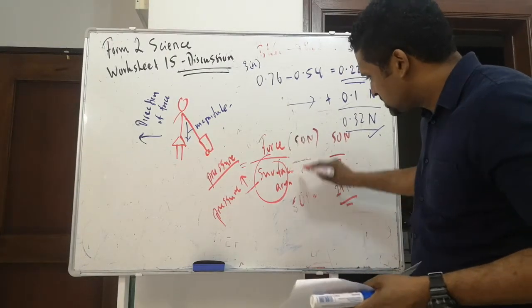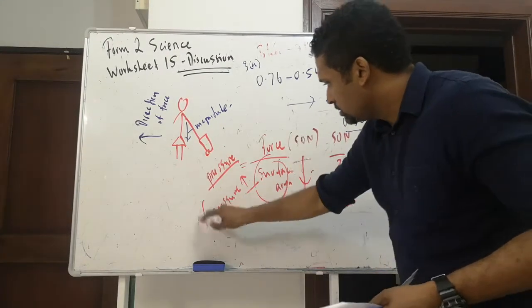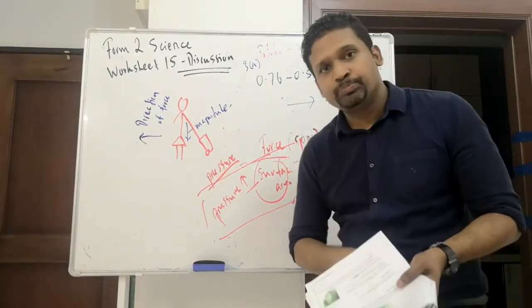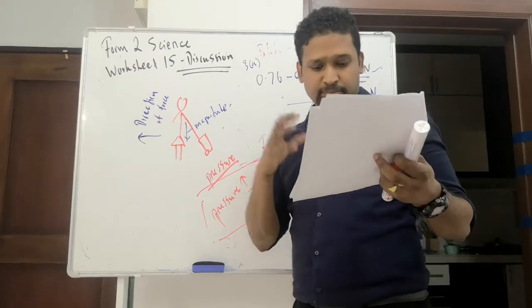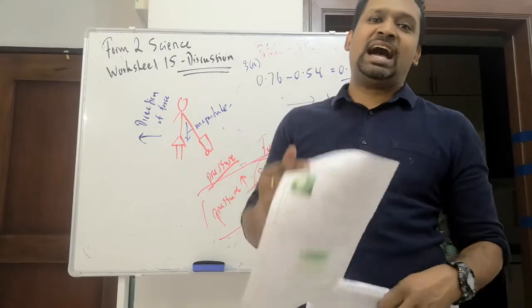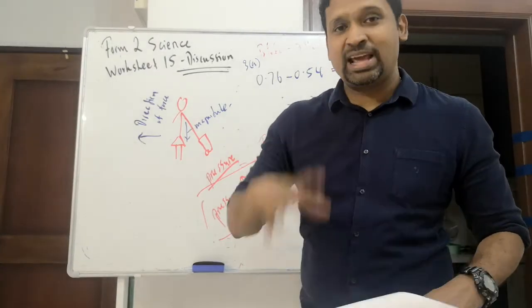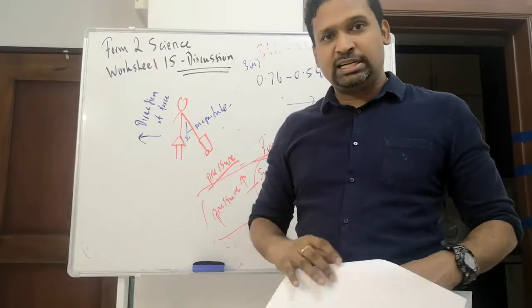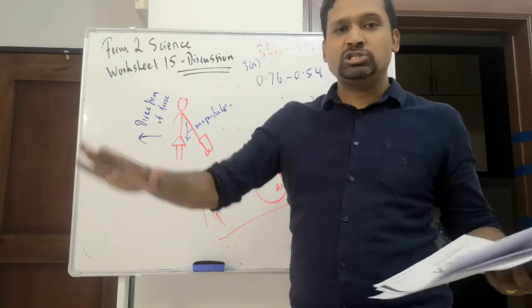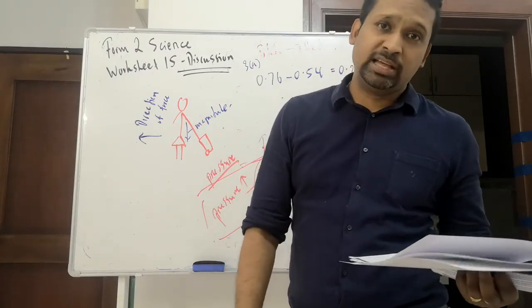Surface area less equals more pressure. Surface area less, pressure more. Okay, so there is more grip. This will increase the pressure and grip of the tire on the icy surface. So the car is more stable, the car won't skid off from the icy surface.